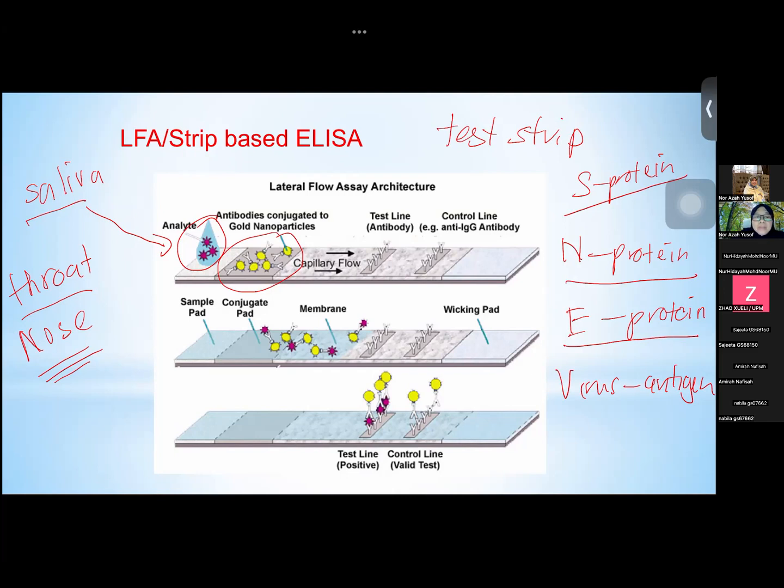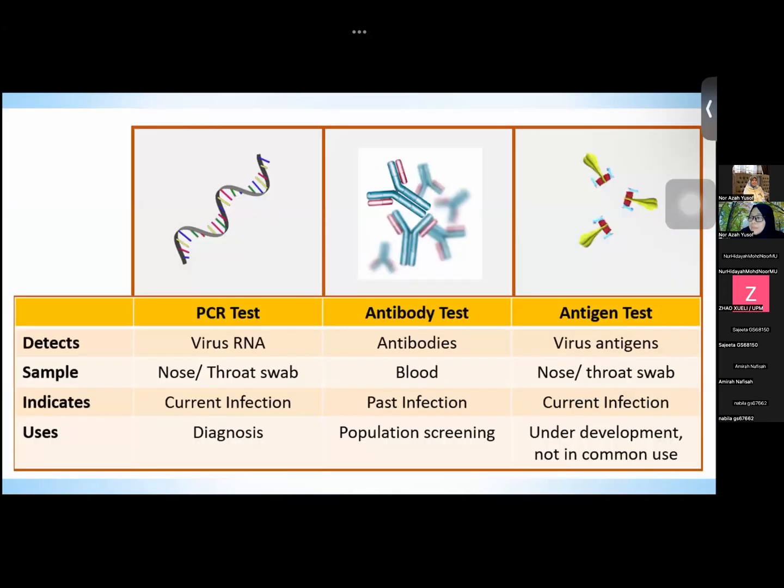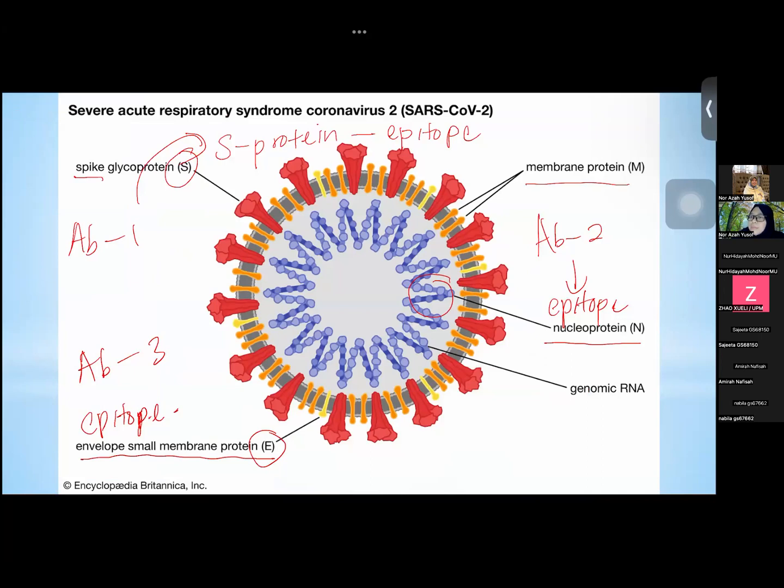Now, we have heard about another strain of COVID virus, a different strain, a new deadly strain or whatsoever. Most of the test strips that you buy and use are based on the S protein epitope. Meaning that the antibody that interacts with the virus is checking on the S protein. They don't check on the N protein or E protein.